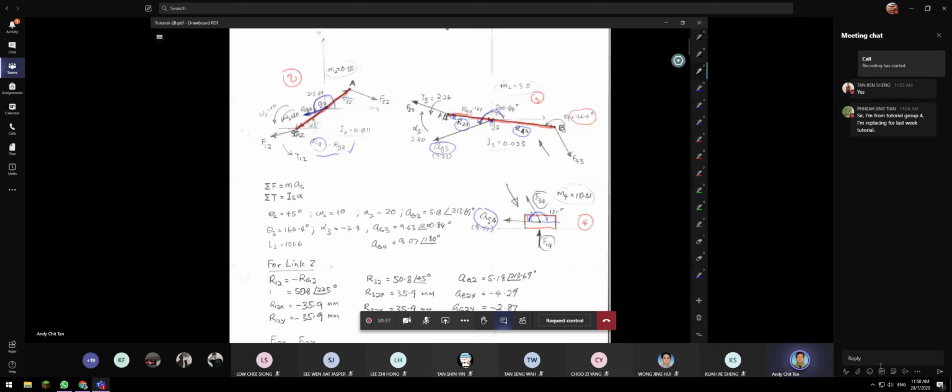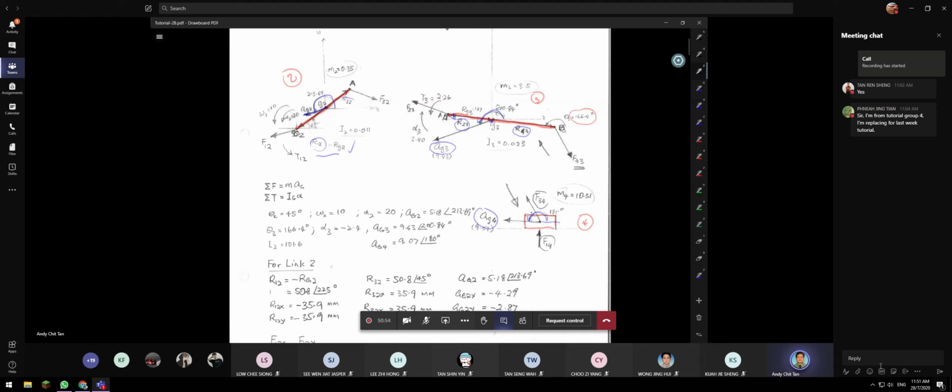So my assumption is F34 going up. And now you see my F43, I reverse the direction. So my direction is reversed. All right, but make sure it's still parallel. The two links are still parallel to each other, but only different in direction.